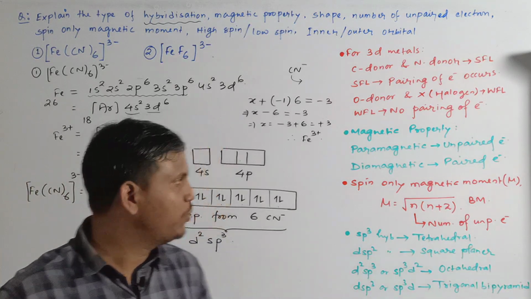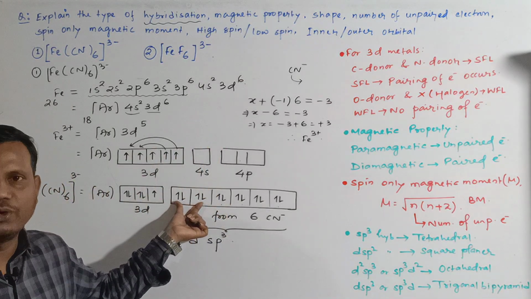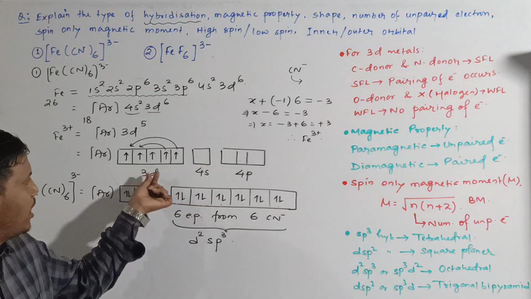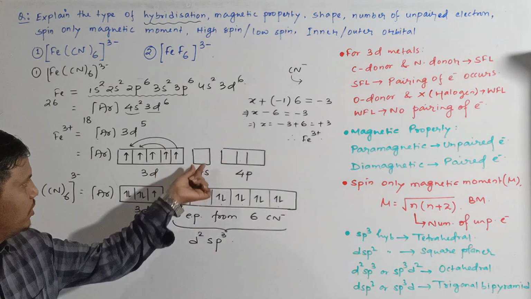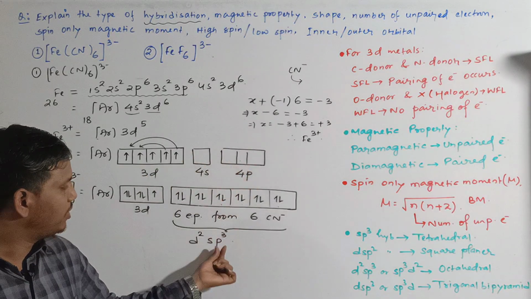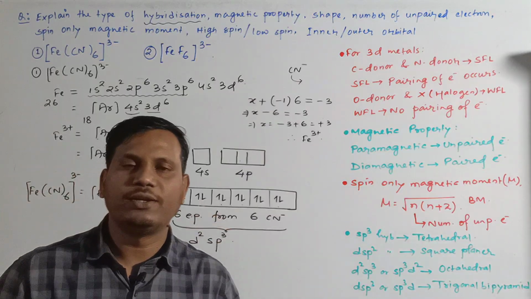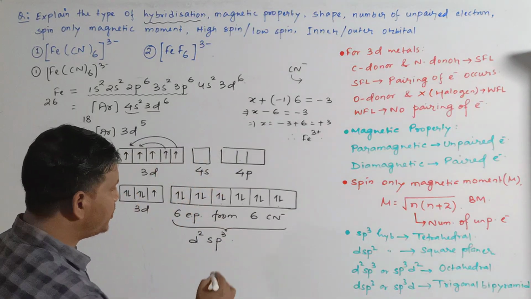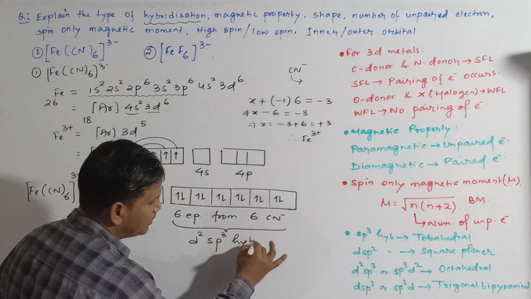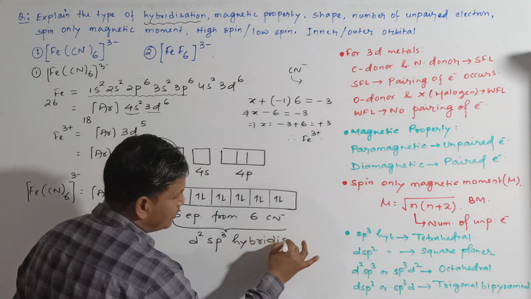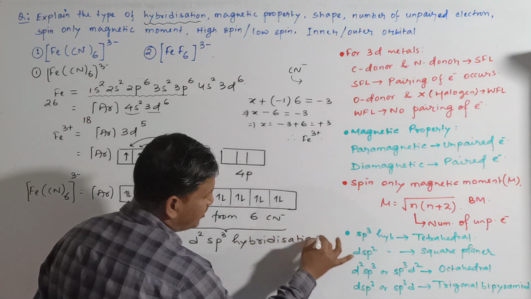So the first two orbitals involved in the hybridization are from D. So D2, next is S, and the next 3 are from P. So d2sp3 hybridization will be the answer. So our first answer is done, d2sp3.